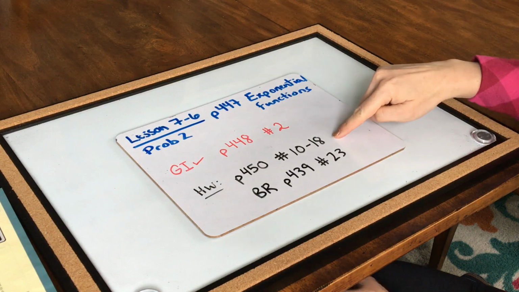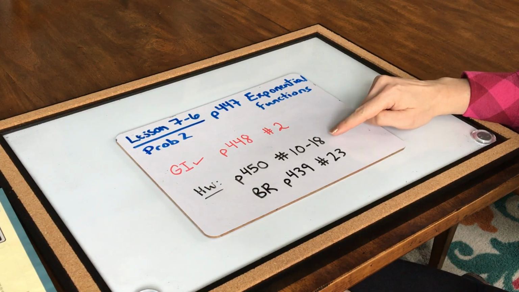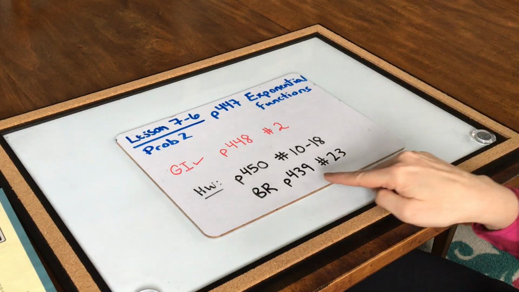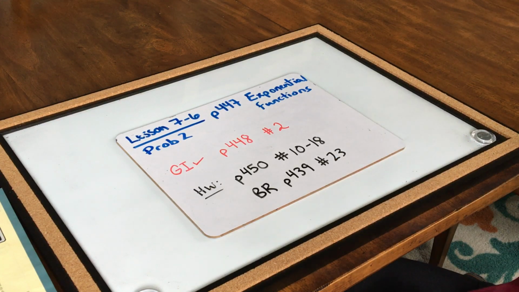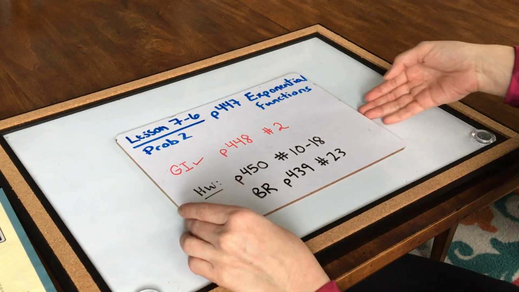Your homework for today is going to be on page 450, numbers 10 to 18, and your bell ringer today is page 439, number 23. Don't forget to do your sentences. Okay, let's get started.